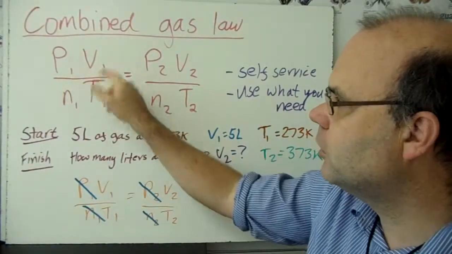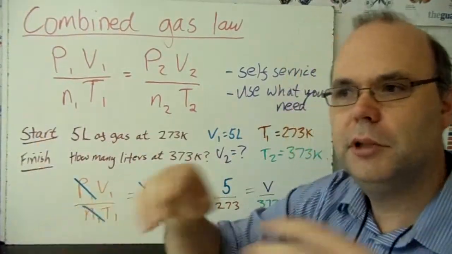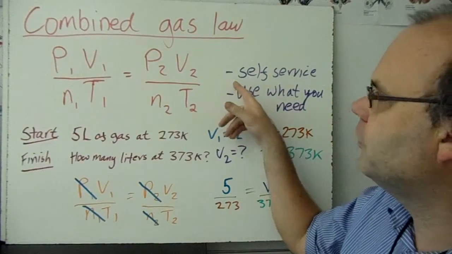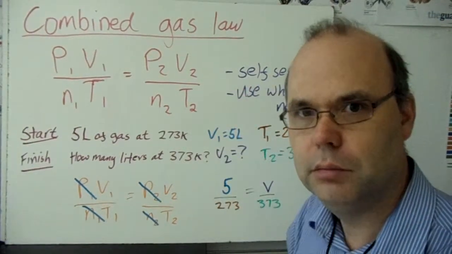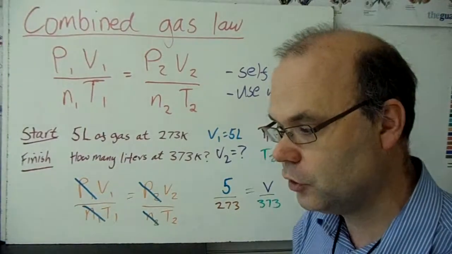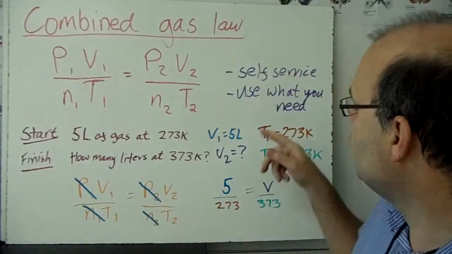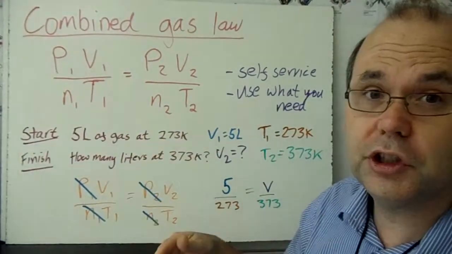So if you multiply and divide before and afterwards, they're the same. I think of this as kind of your self-service gas law, because you can answer any of those questions using this law, and you don't need the other ones. You just use what you need, and cross out what you don't need.